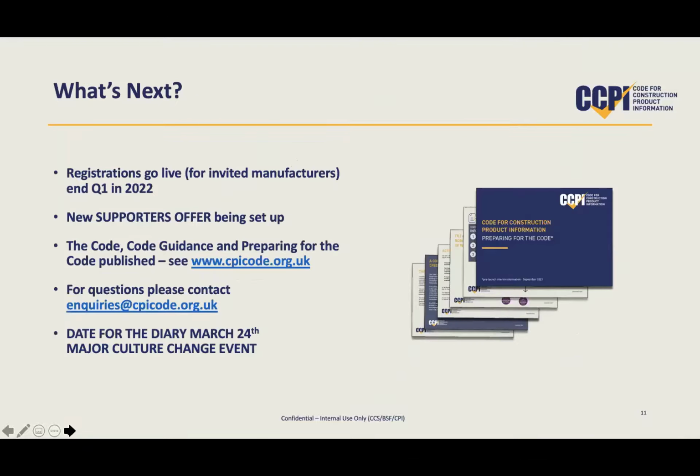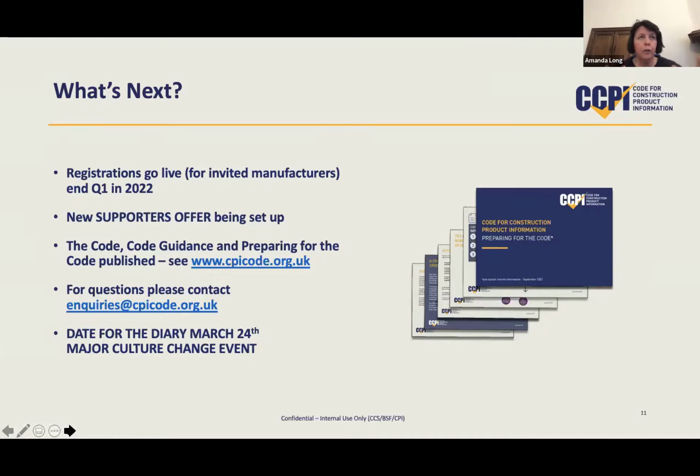No problem. In terms of next steps, the registrations will go live for manufacturers. We'll do a couple of smaller initial waves, which will be starting at the end of, we expect, Q1, assuming that we can finalise our PII, our professional indemnity insurance, for the scheme, because there are lots of issues between the insurance sector and construction products that we're having to navigate.